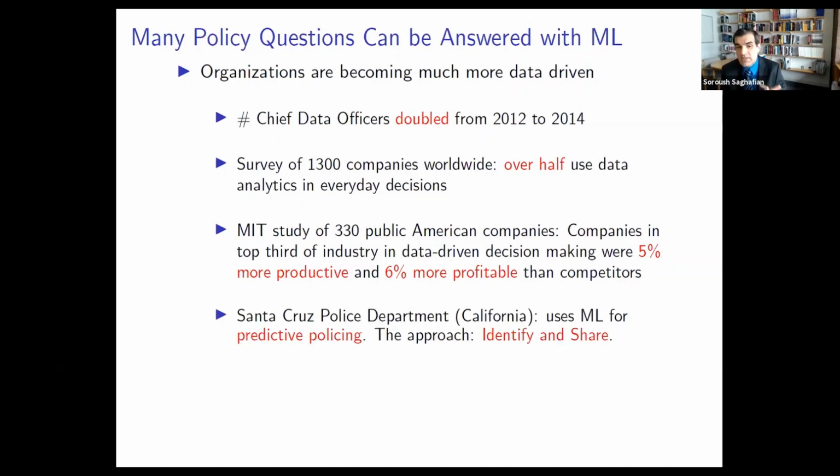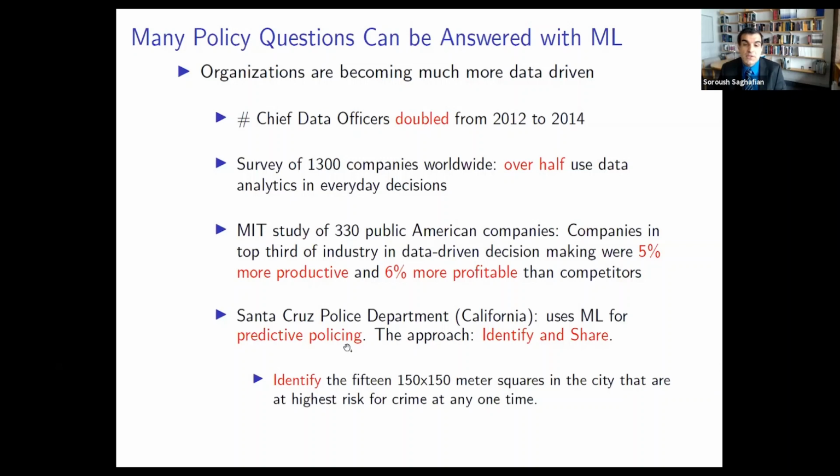So here's another example. For instance, the Santa Cruz Police Department in California is using these machine learning techniques that we have with prediction methods, essentially, to do what is called predictive policing. What they do is they try to use machine learning algorithms to predict the areas of the city in which the risk of crime is higher, and this is done dynamically throughout the day, and then they share that information with their officers. If you do this, you can use your officers, police officers in this case, in a much more effective way. The method they use is called identify and share.